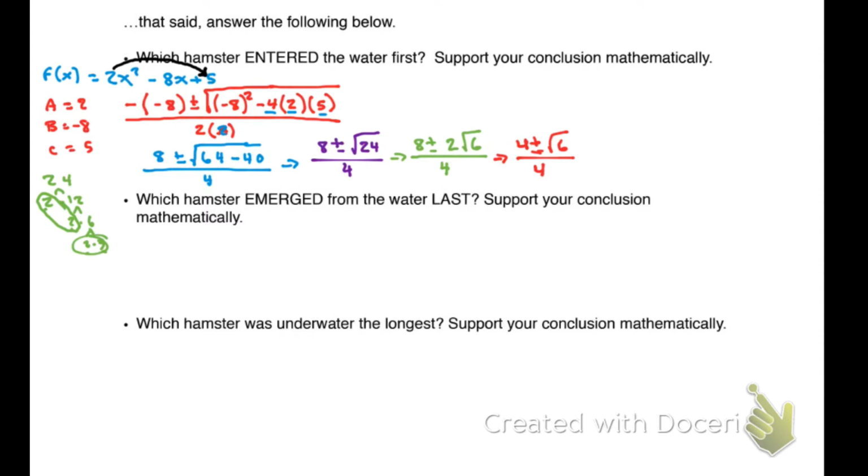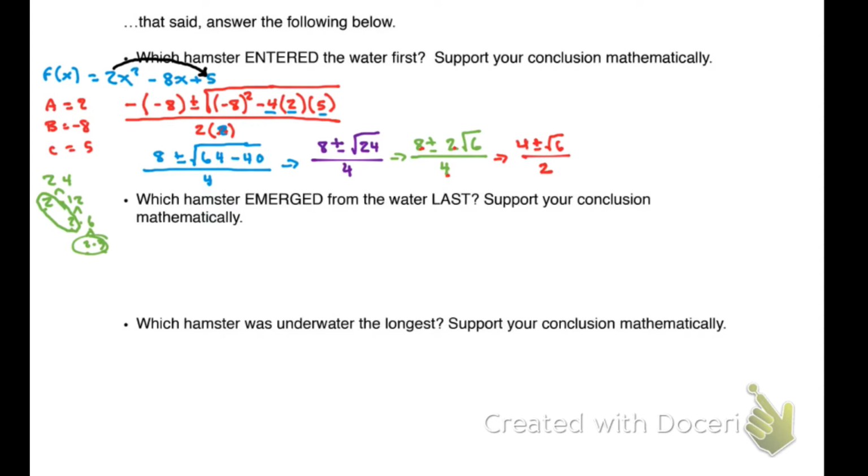Ooh, that's not looking good. Okay, 4 plus or minus root 6 divided by 2. Alright, so we could have divided all those by 2. 8 divided by 2 is 4, 2 divided by 2 is 1, 4 divided by 2 is 2.